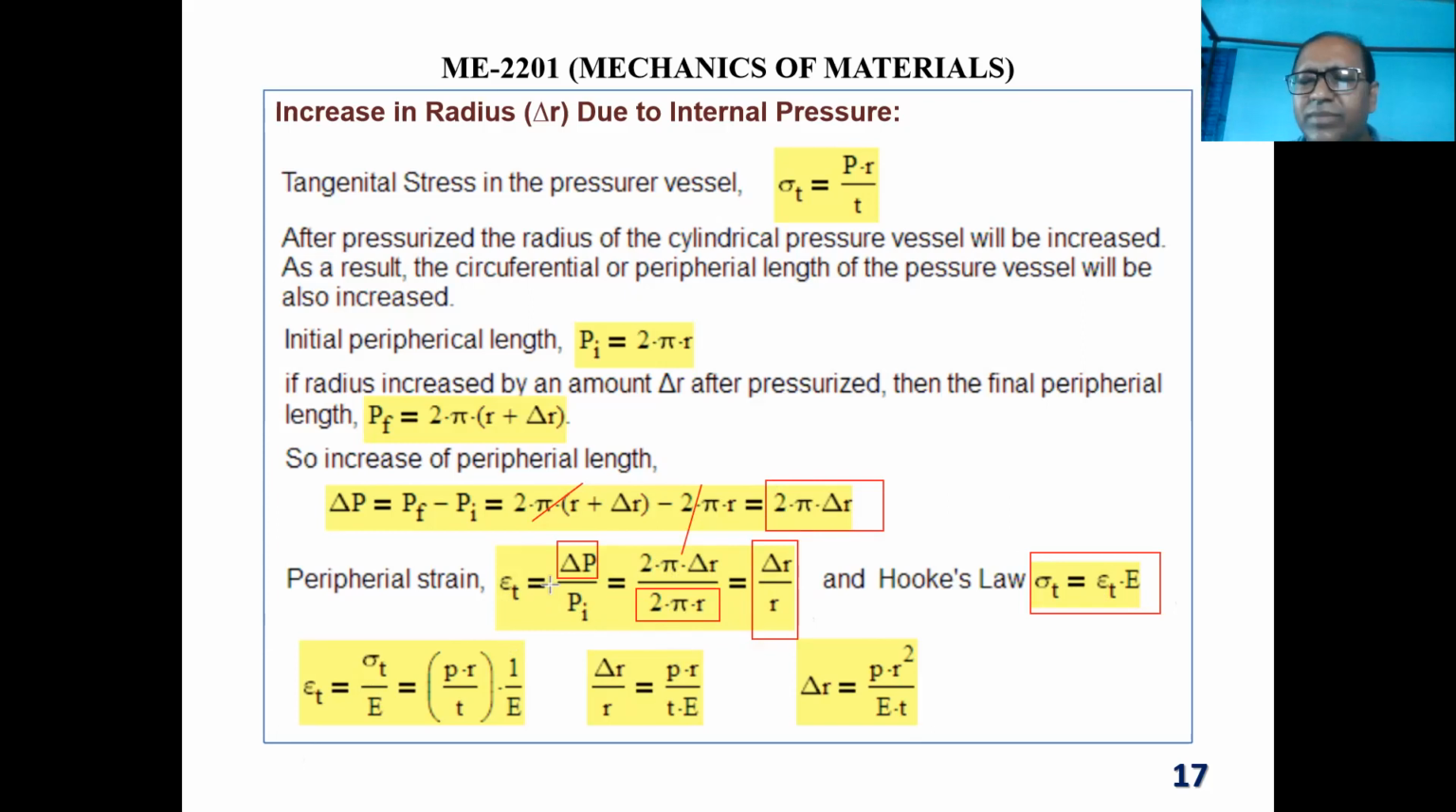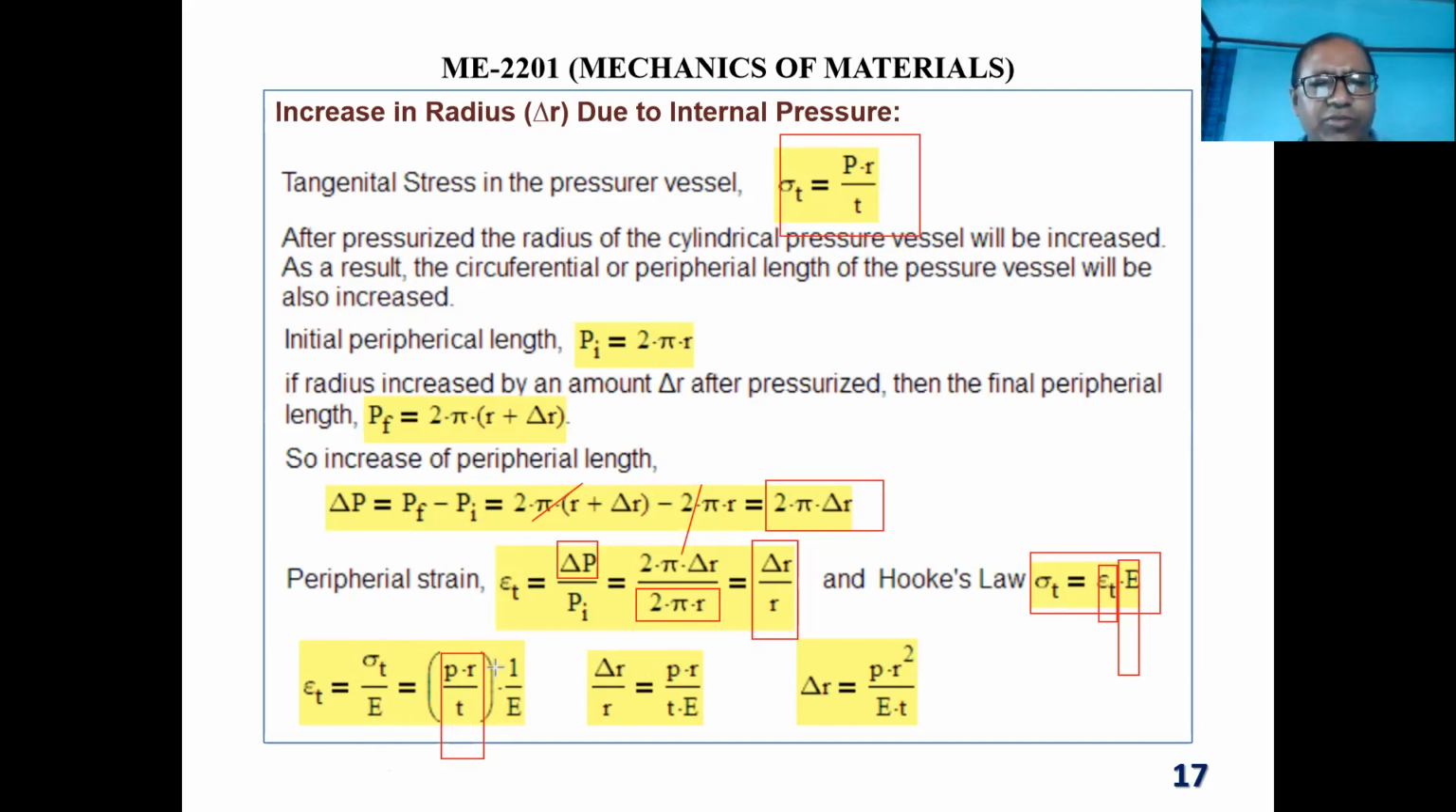Now we figure out the tangential strain, or peripheral strain, and we know Hooke's law. We can apply Hooke's law: sigma equals strain times modulus of elasticity. So sigma T equals tangential strain times modulus of elasticity, so tangential strain equals sigma T by E. We already know sigma T equals this much, we already figured it out, right? It is right over here.